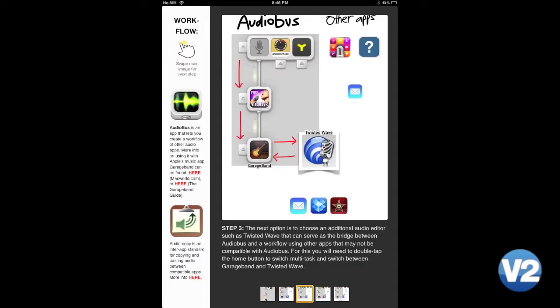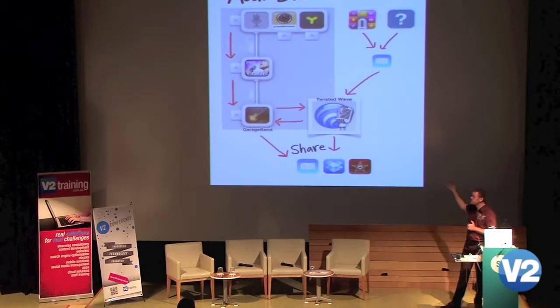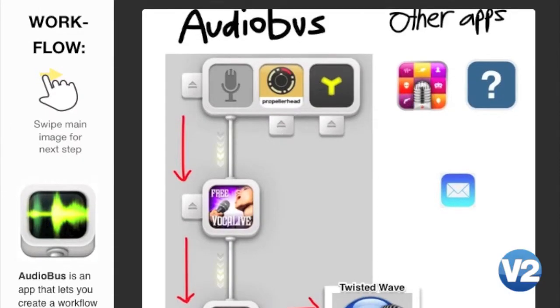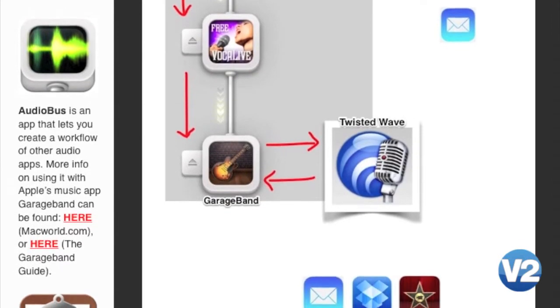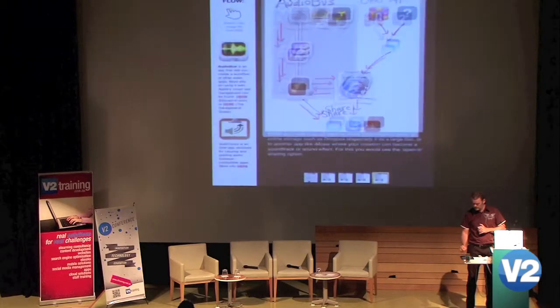You can use other apps as well and put them through Twisted Wave, which is an audio editor, and push it to GarageBand that way as well. So you could do some stuff in Audiobus and then in other apps outside that and pull them together there. So that's kind of another single workflow.